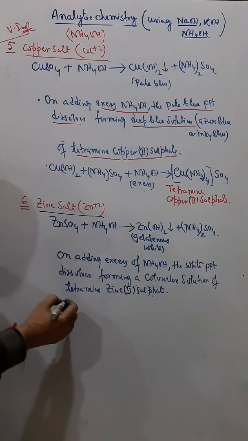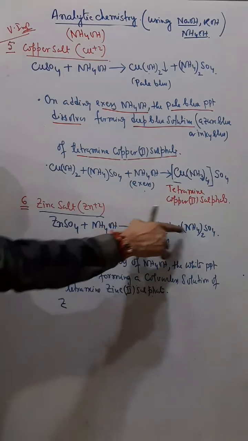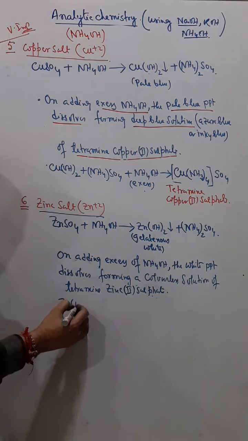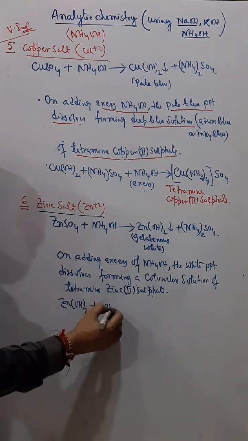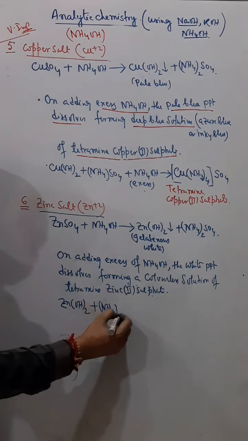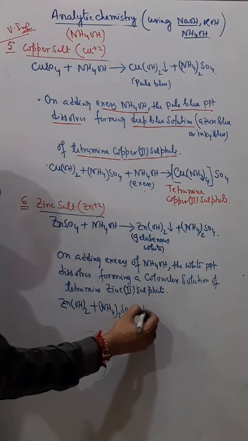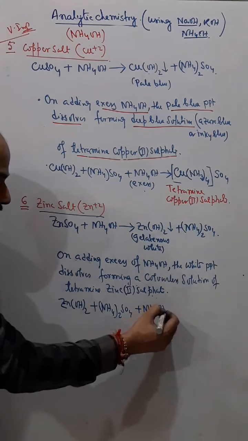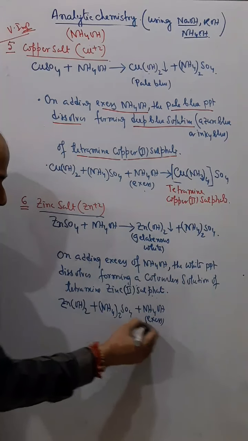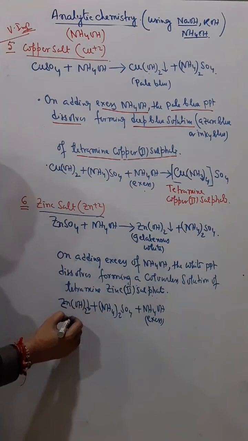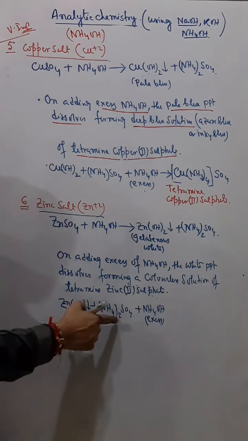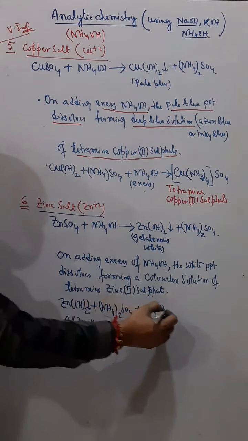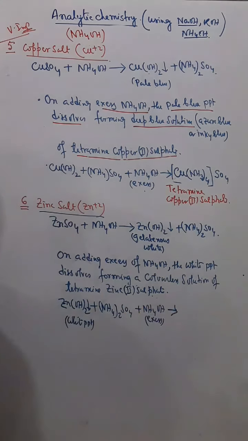Okay, so again, similar reaction. So we got what? We got these two: zinc hydroxide and (NH4)2SO4, and with this we are adding excess NH4OH. So this is excess, and this was the precipitate. This is a white PPT, and ammonium sulfate, and with that we are using excess NH4OH, and in this case also we will get what?